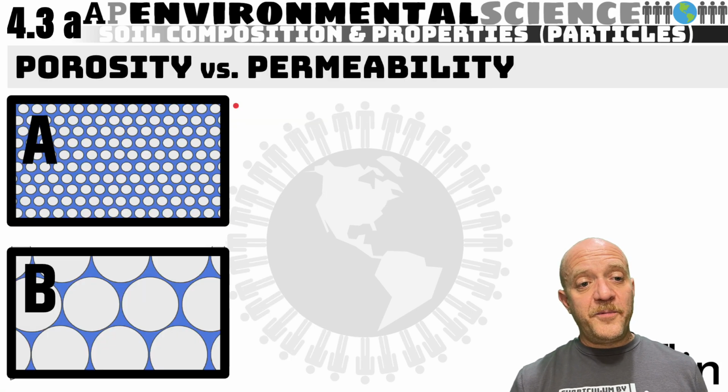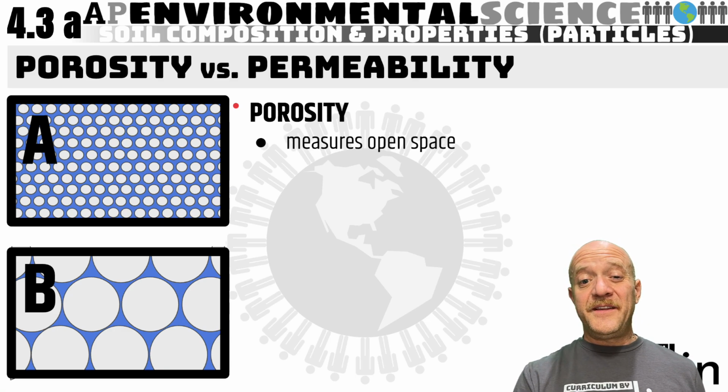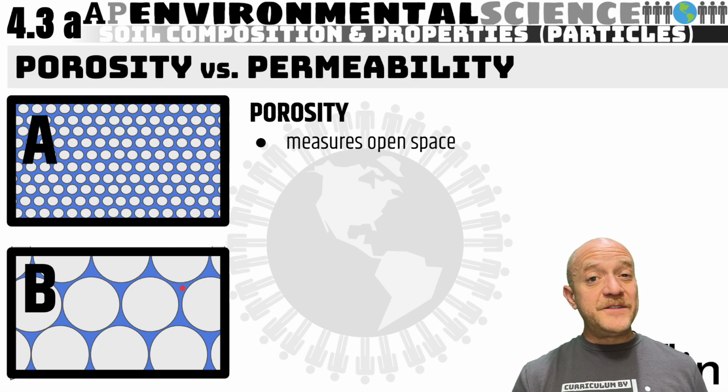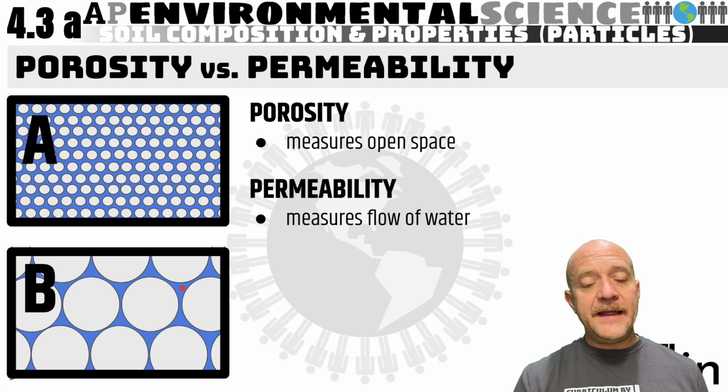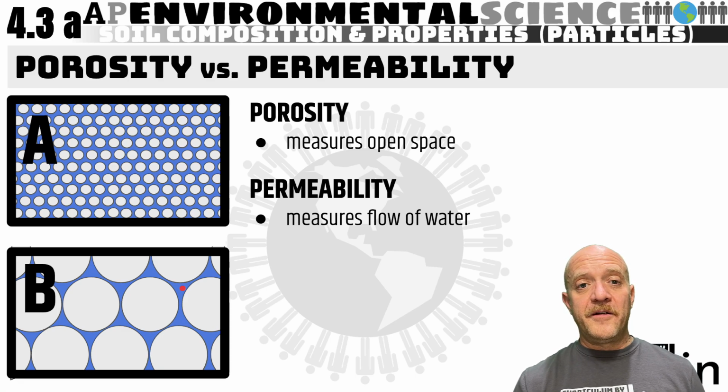Now, I talked about porosity and permeability. The definition of porosity is a measurement of the open space. The open space would represent all of this blue in between the particles. This allows air and water to go in between these soil particles. Just because something has high porosity doesn't mean it has high permeability. Permeability is the measurement of the flow of water. So how long will it take a given sample of water to flow through a particular soil sample?